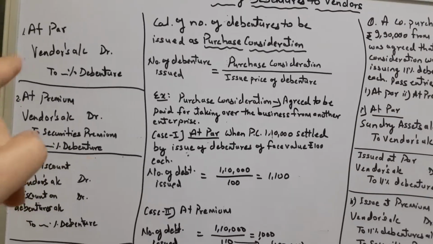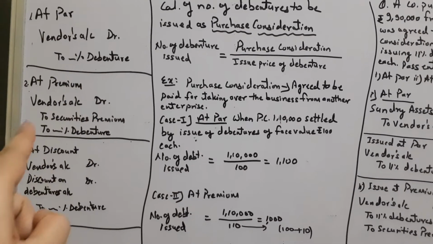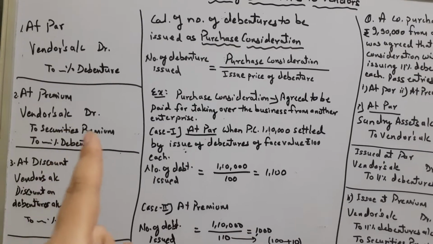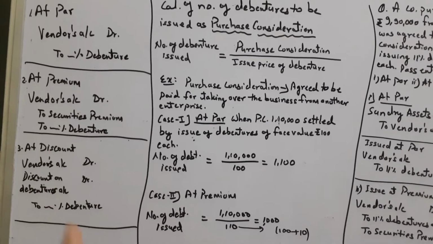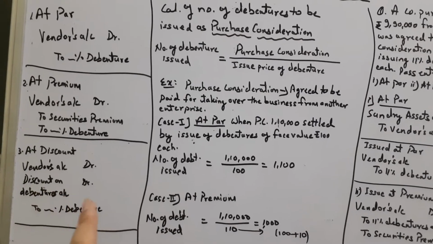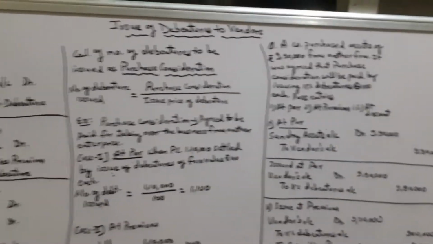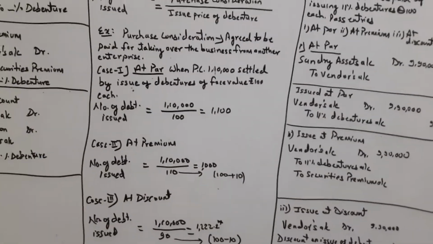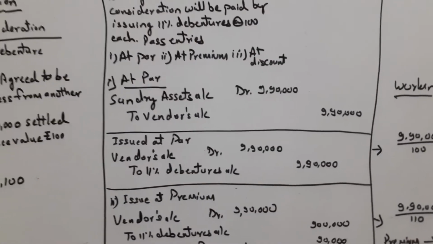The entries are here. Vendors account debited to 11% debentures if it is issued at par. If it is issued at premium, then vendors account debited to securities premium account and 11% debentures. And if it is issued at discount, then vendors account debited, and discount on issue of debentures account debited, to 11% debentures. Now the same entries will be used here, but we have to look into the amount. For the amount calculation, this middle part is for the amount calculations. Now let's see the question.